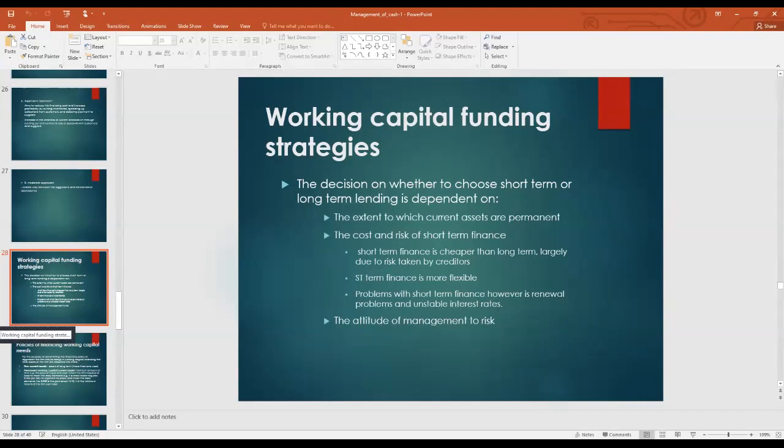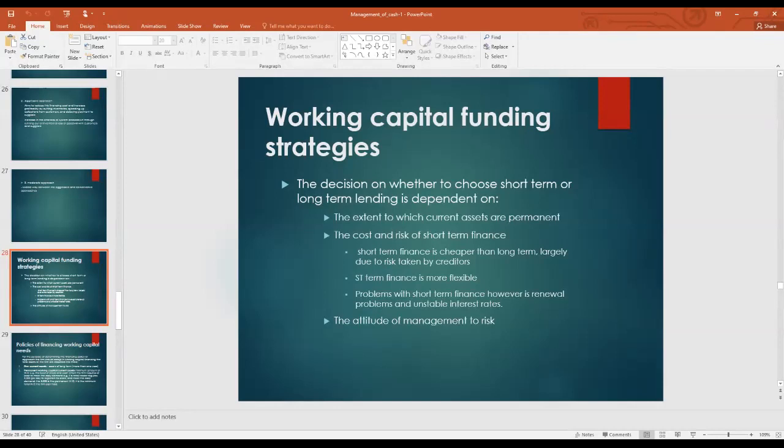Either way, for the 3 policies, the aggressive working capital financing policy, the conservative working capital financing policy, and the moderate or margin working capital policy, the key distinction is simply how the risk attitude of the managers is, as we had mentioned previously.